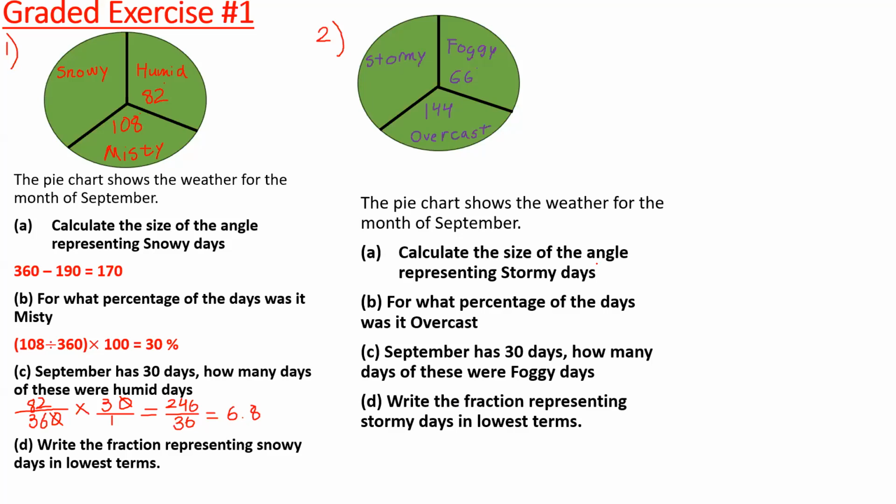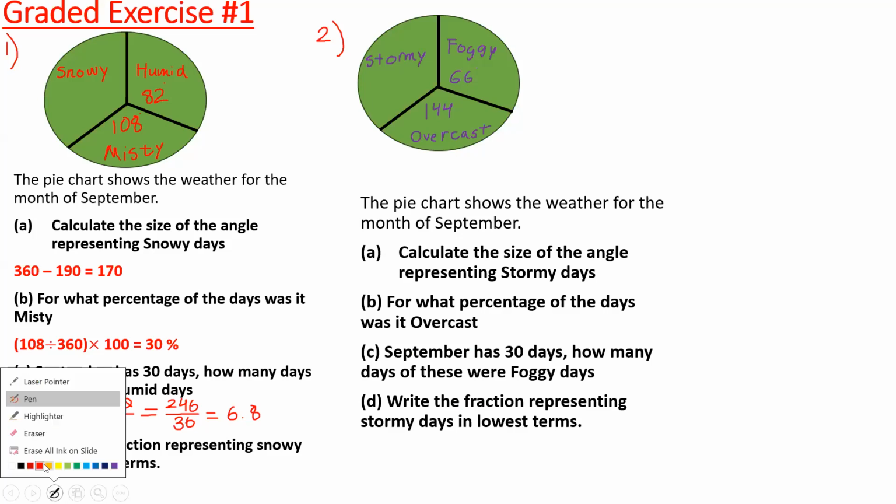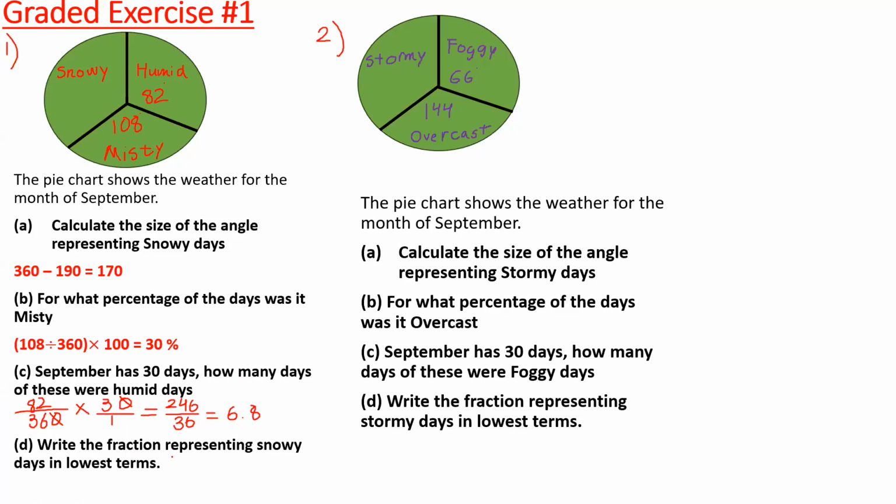Okay, write the fraction representing snowy days in lowest terms. So how are we going to get that? Snowy days in lowest terms. 170 over 36. Cancel a 0. 170 over 36, not 36, over what? I mean 360. Over 360, very good.